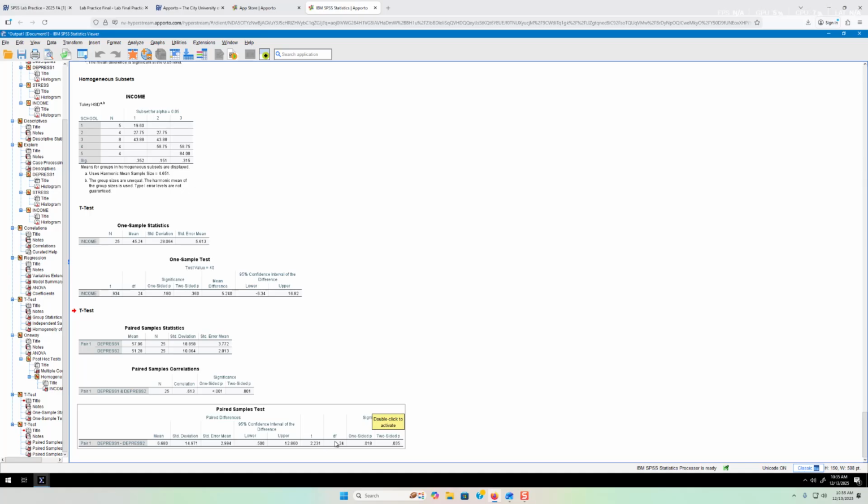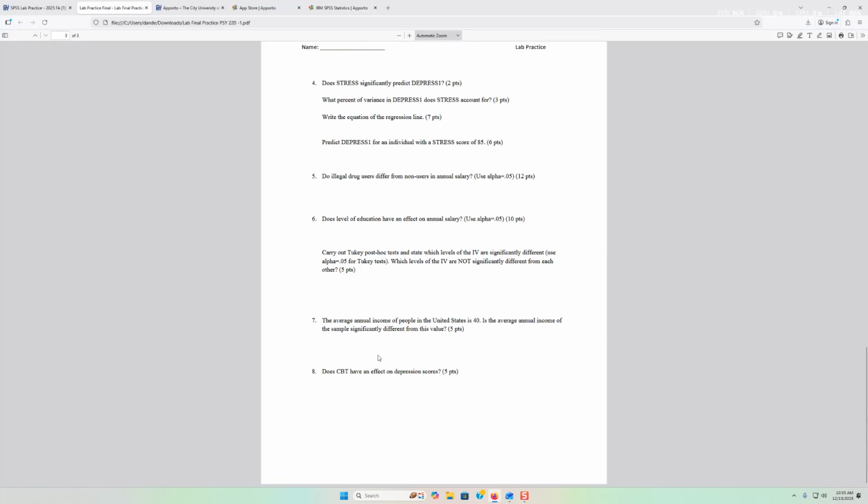So we conclude that CBT for depression is effective because it lowers depression. It changes, technically changes depression level, right? You could tell by the means that it lowers it, right? But we're testing a two-tailed hypothesis. And t is 2.231, p is 0.035. So CBT does have an effect on treating depression. And that's problem 8. And then you're done. Very simple.